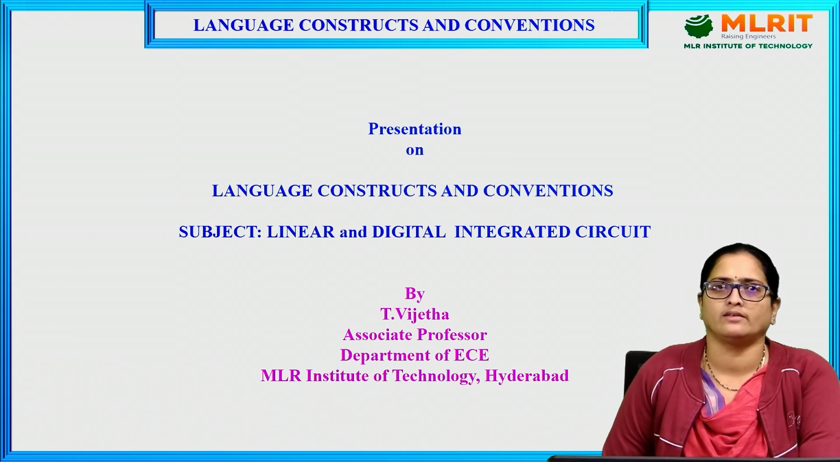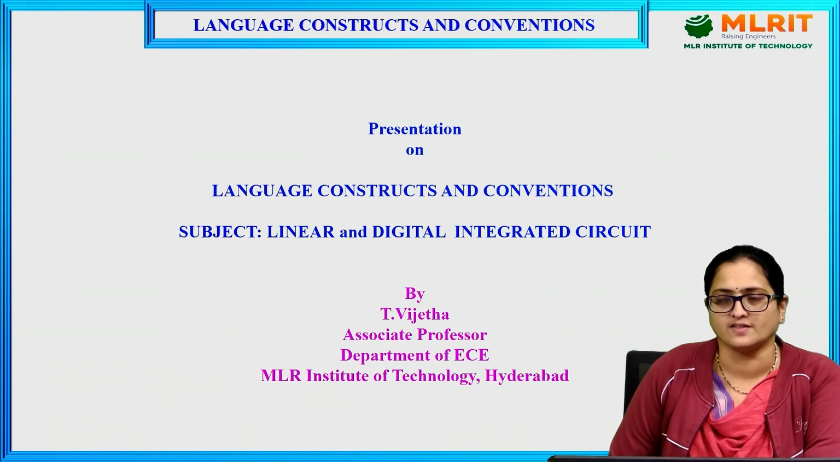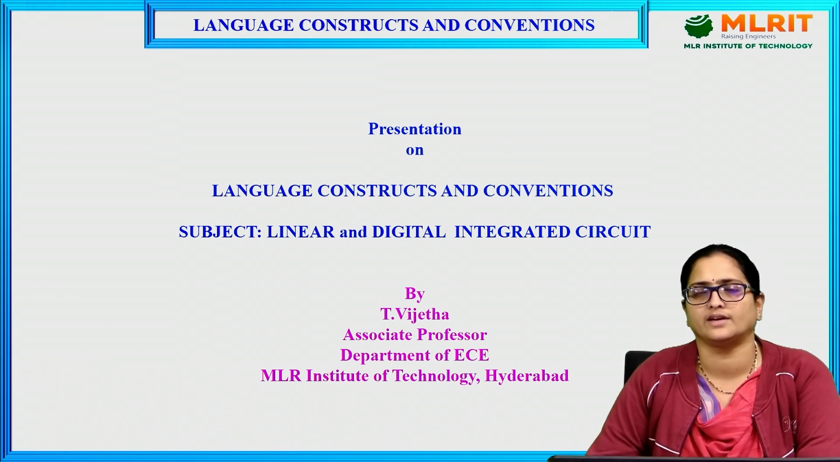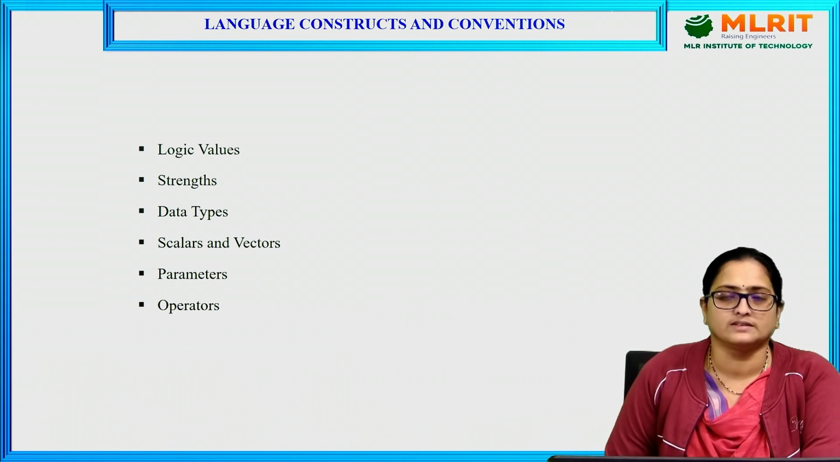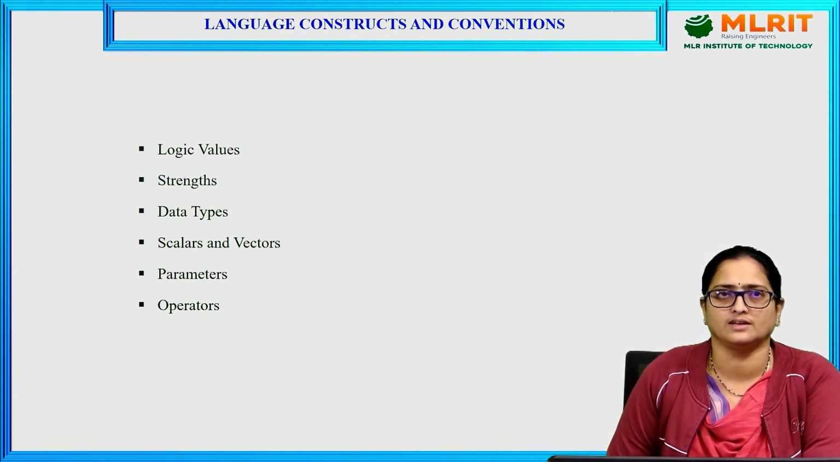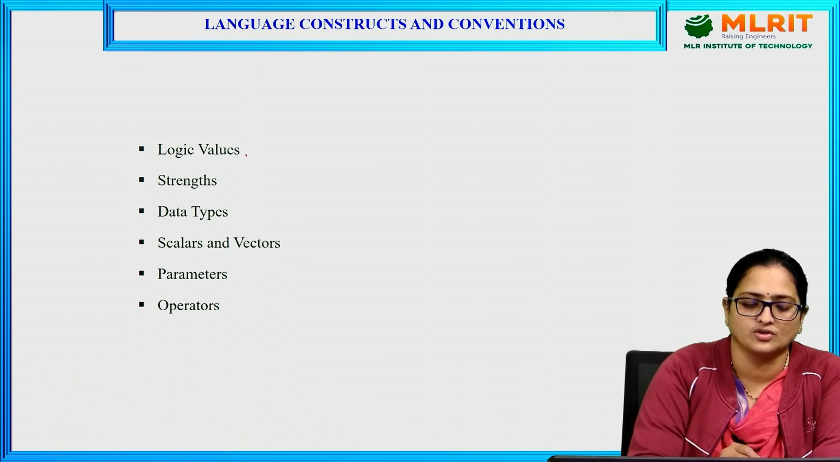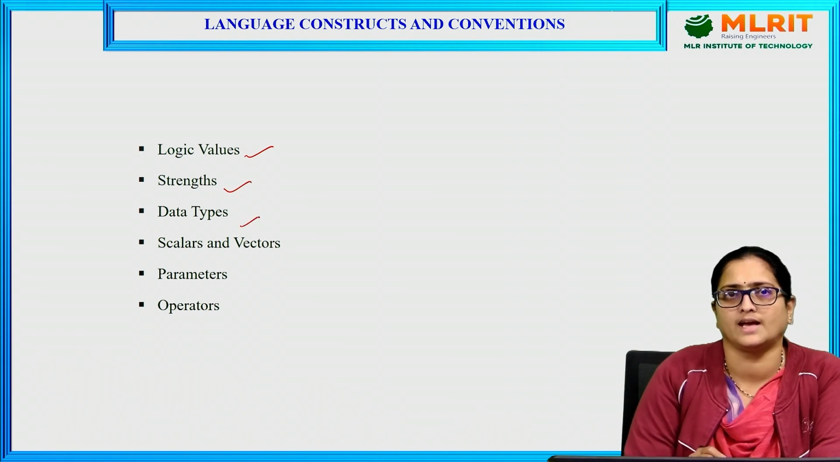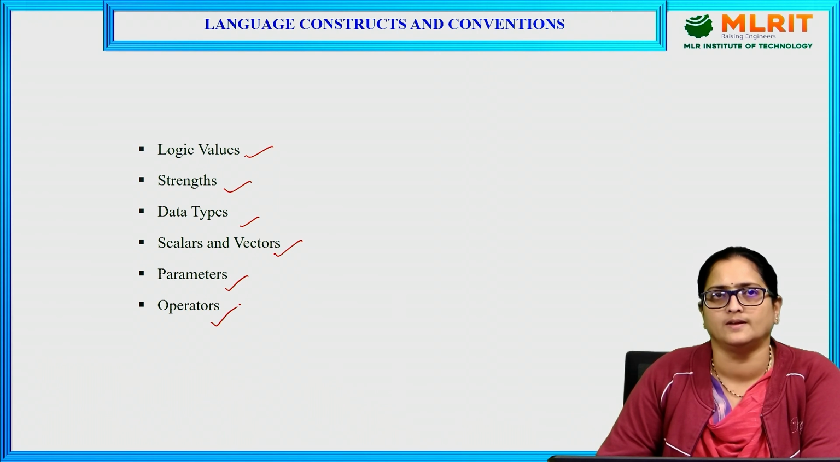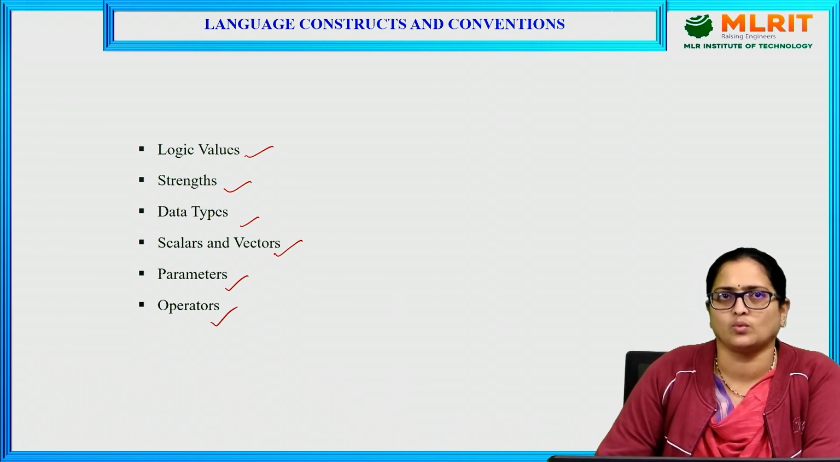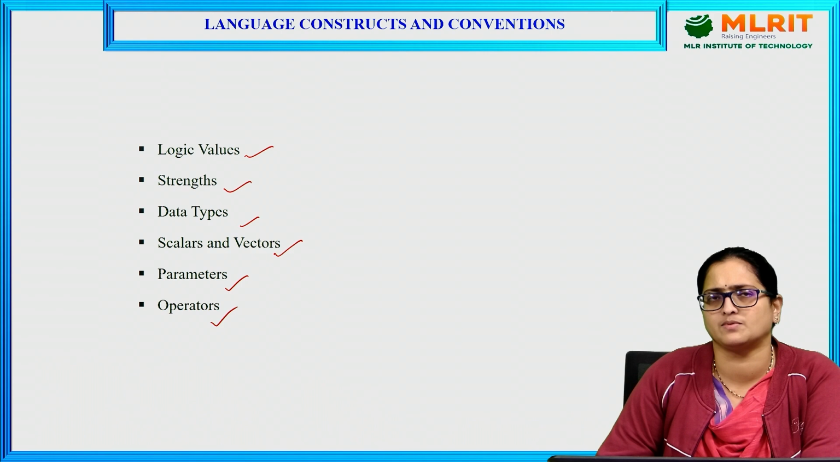Today, I would like to have a talk on the second part of language construction conventions from Linear and Digital Integrated Circuits. Previously, we have discussed 6 language construction conventions. The other language construction conventions are logic values, strings, data types, scalar and vectors, parameters, and operators. Where we'll be using these logic values, strings, and data types, and what is the purpose of using these language construction conventions, we'll see in the next slides.